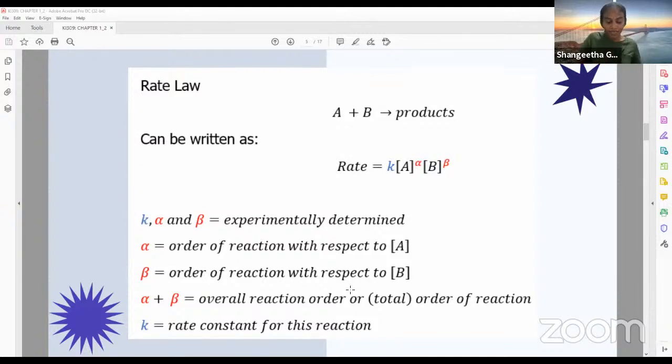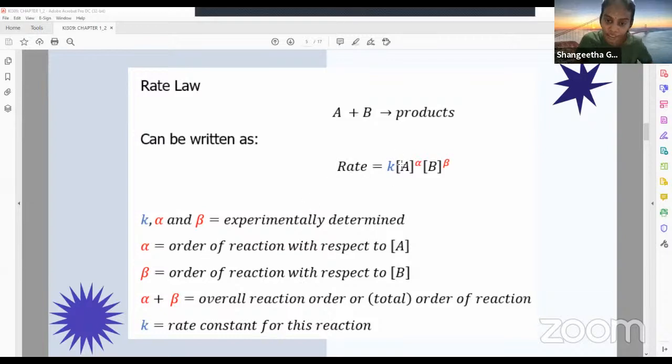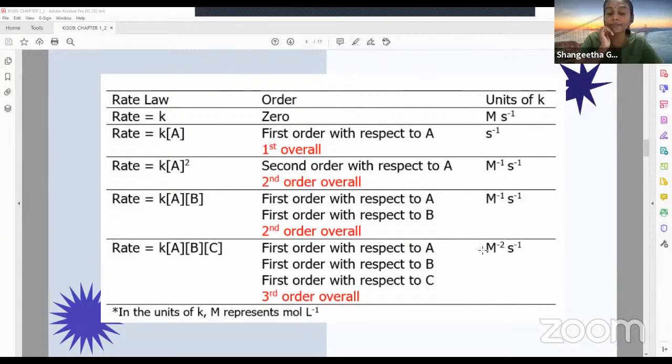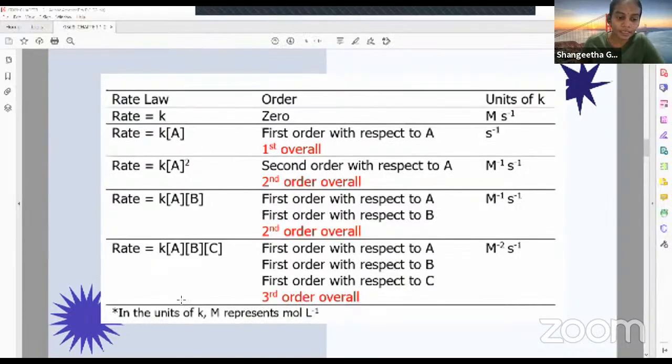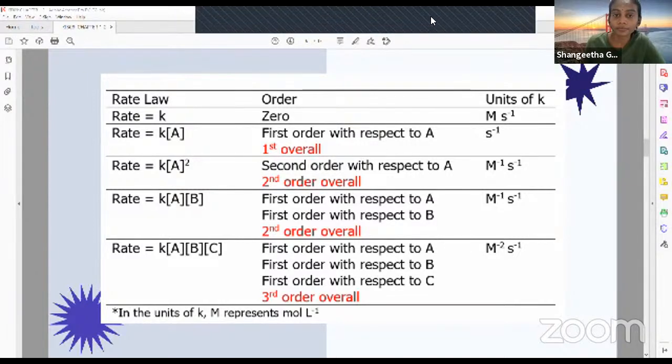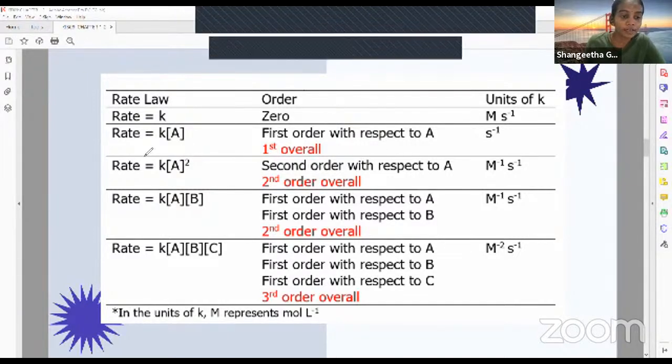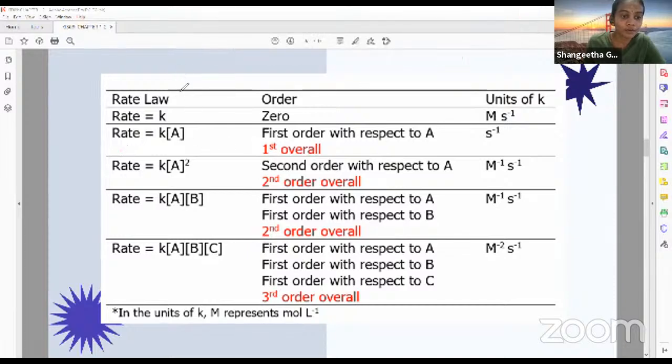Okay, so your K is the rate constant for the reaction. You will see later that the unit of your rate constant is very important. Your rate law usually can appear in this form. As you can see here, let me just annotate for you. Pay attention to this.